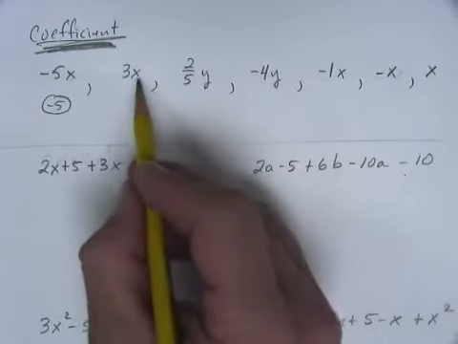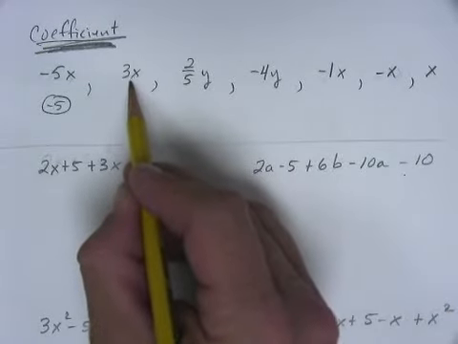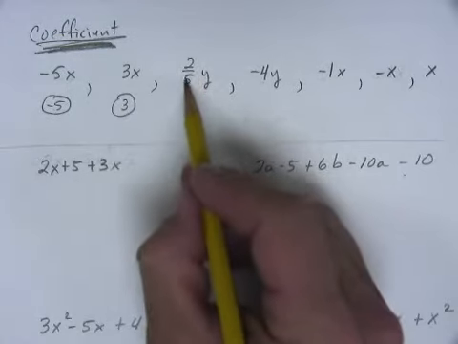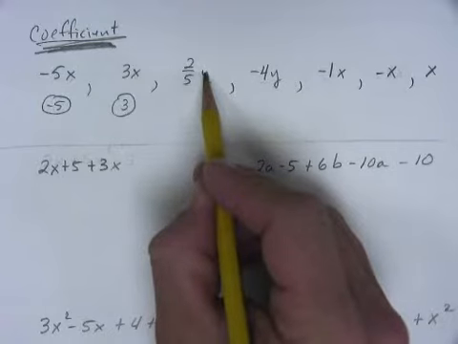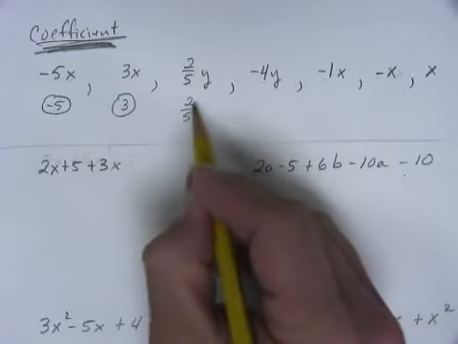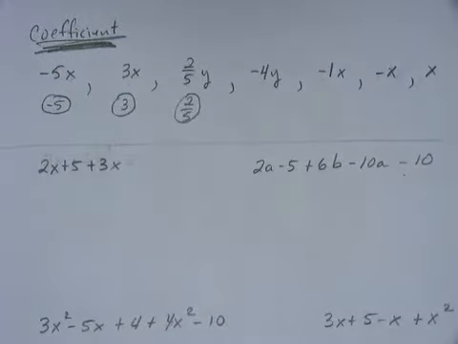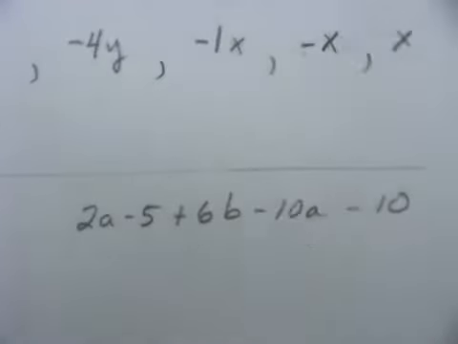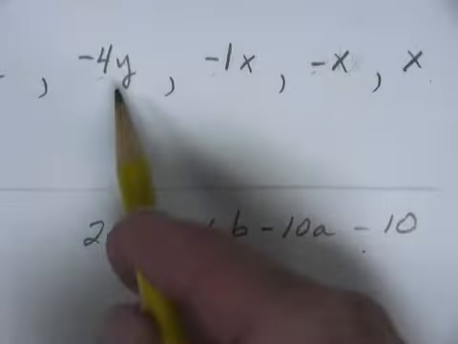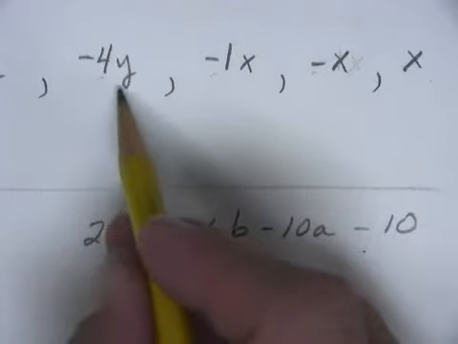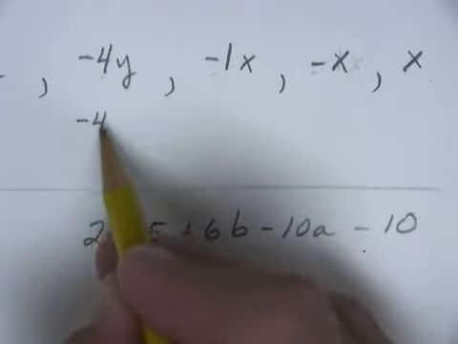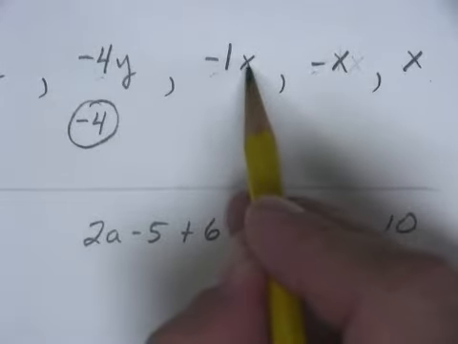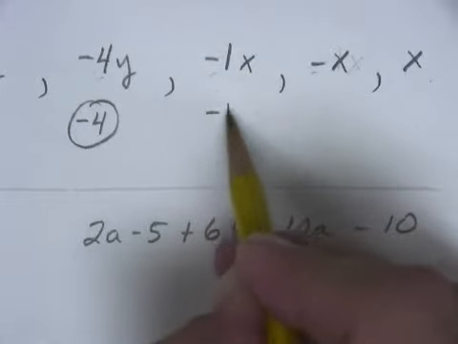Let's run through the rest of these. Coefficient is the number that sits in front of the variable. So the number that sits in front of the x is 3. 2/5 y. The number that sits in front of the y is the coefficient. It's the 2/5. It's the whole thing, not just the 2, not just the 5, but the whole thing. Here's the next one, negative 4y. It's the number that sits in front, so it's going to be the negative and the 4. Here's the next one, negative 1x. It's the number that sits in front of the x, so that'd be negative 1.